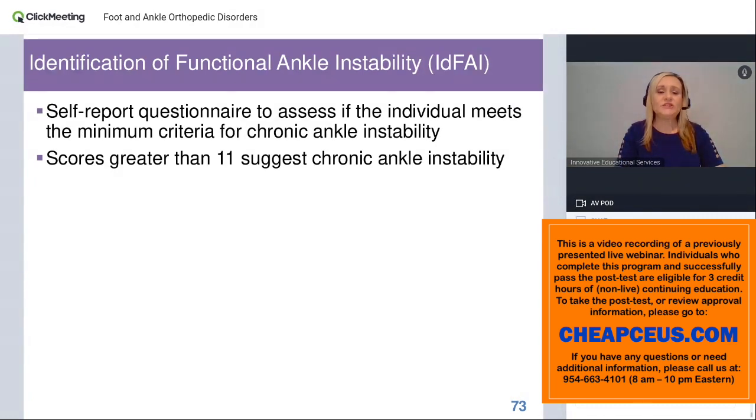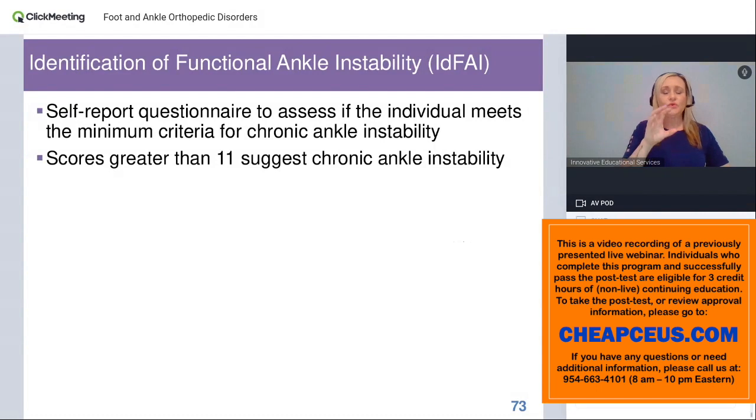The identification of functional ankle instability. Now we're looking at our patients who present with that chronic ankle instability. This is a relatively new tool that I think was first put out in 2013 or 14.